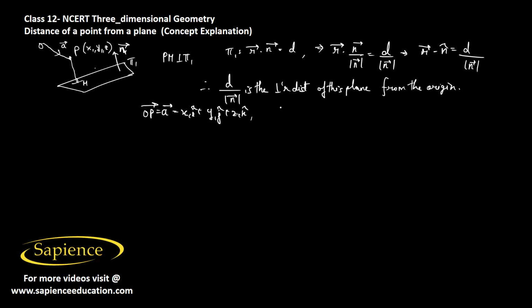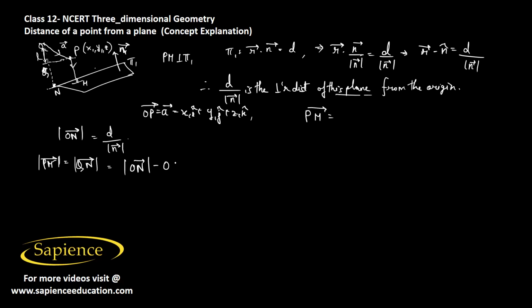Now d by magnitude of n vector is the perpendicular distance of this plane from the origin. Let's say this point is N. So the length ON, the magnitude of ON vector, equals d by magnitude of n vector. If we can find this length, then the required distance PM we can find. Let's say this point is Q. Therefore the length PM is actually the magnitude of QN vector also, which equals the magnitude of ON vector minus the length OQ vector.